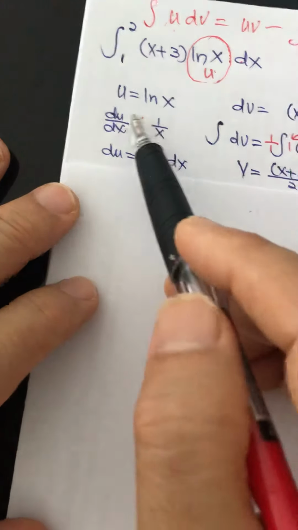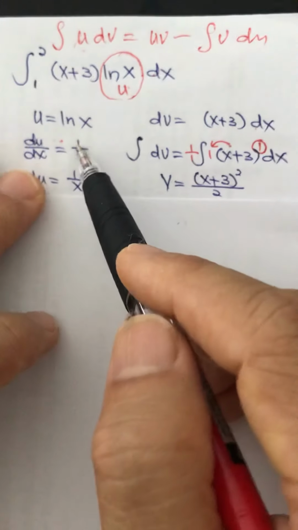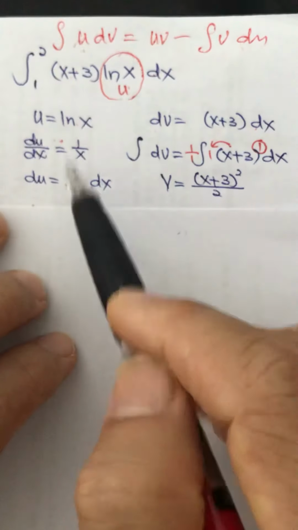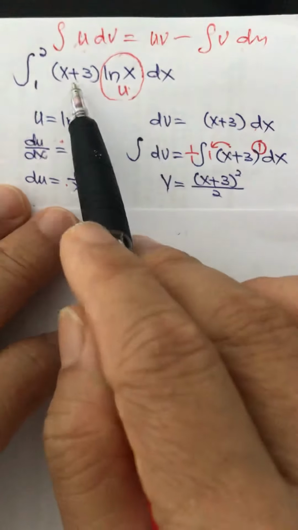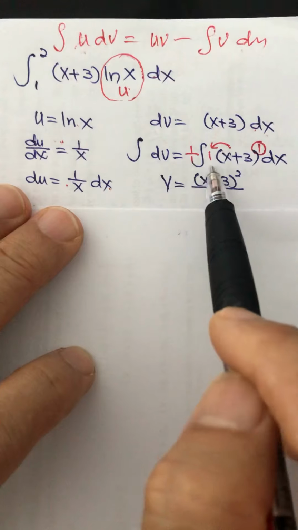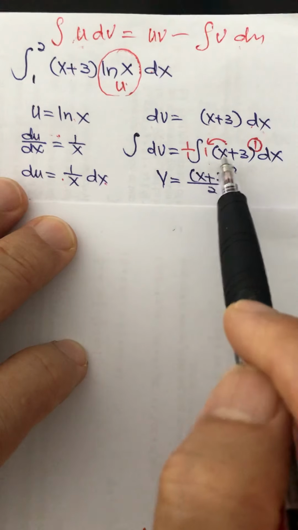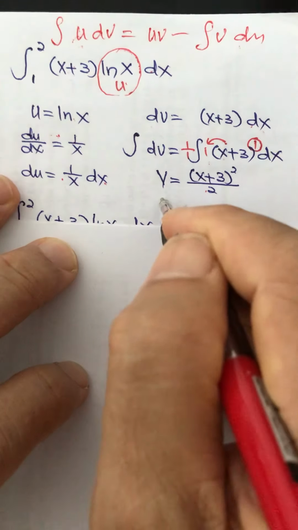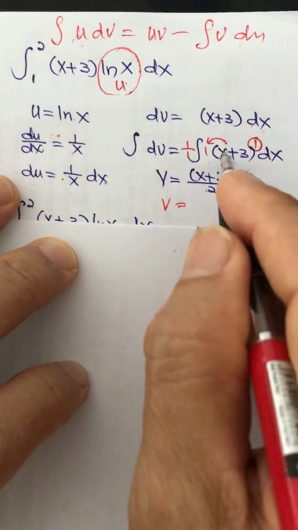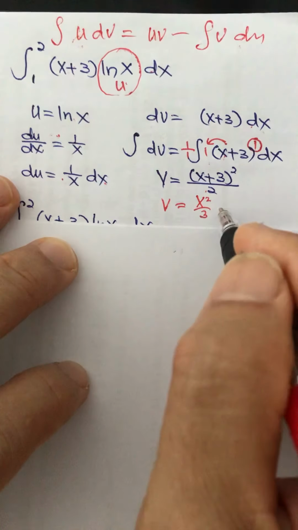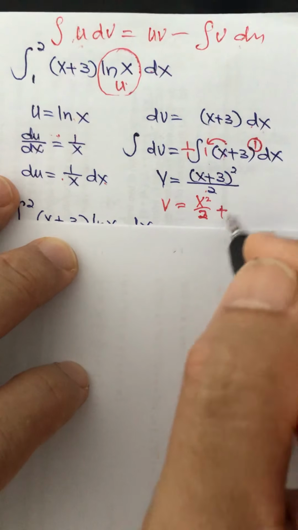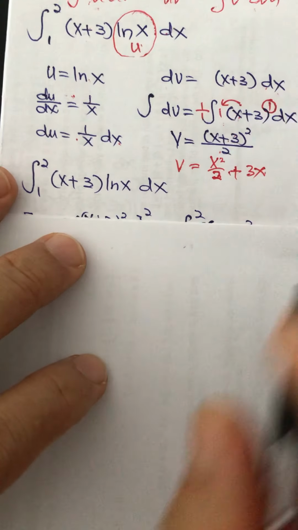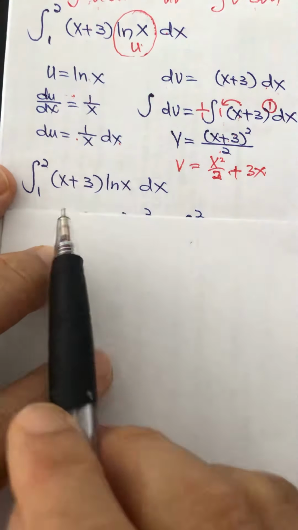So differentiate, you get this, 1 over x dx, and then dv will be (x plus 3) dx. Then you integrate this one, you get (x plus 3) squared over 2. Or you can integrate like that, also the same thing, because you integrate to get x squared over 2 plus 3x. These two are the same. Okay, now after that you substitute.